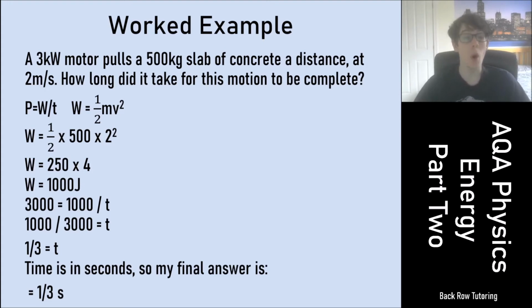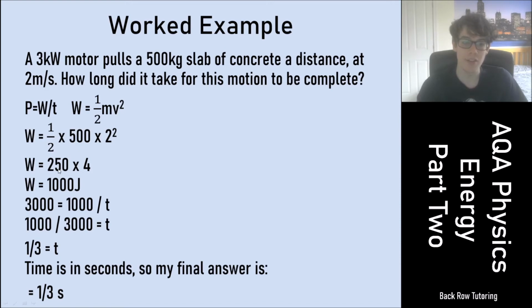So we want the time. The time is the unknown here. But in order to work out the time, we need to work out the work done, because the power equation involves work done and time. We are given power, but we aren't given the work done. So we need to work out the work done in order to plug it into the power equation. So our work done is equal to half the mass times the velocity squared.